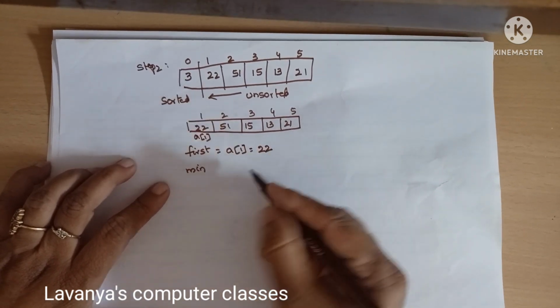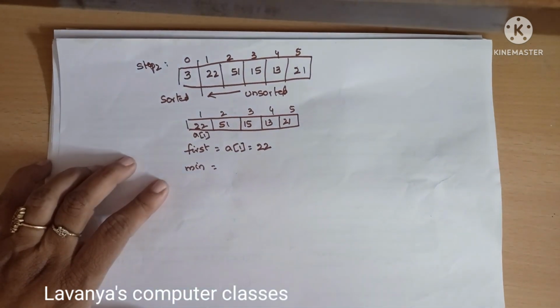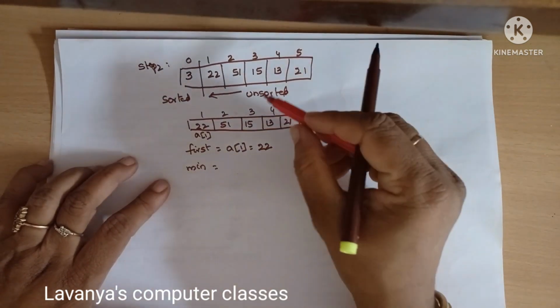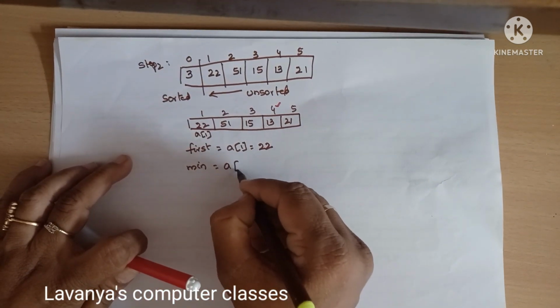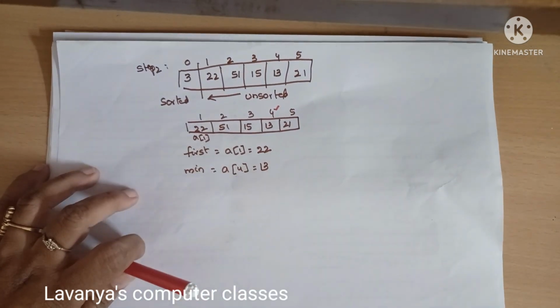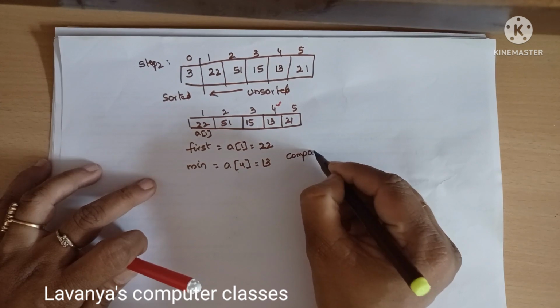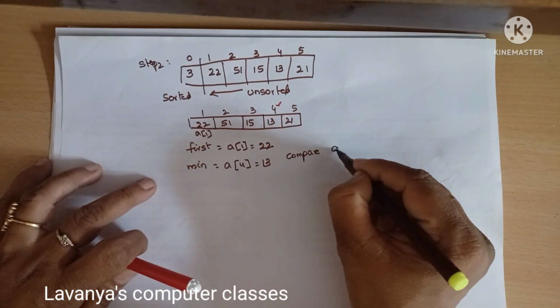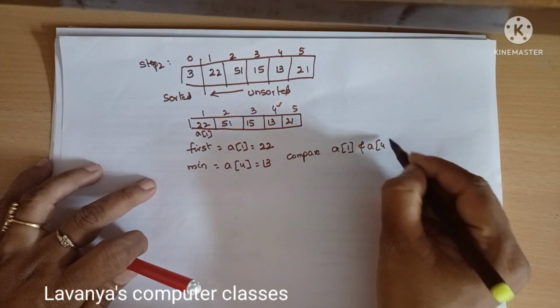That is 22. Which one is the minimum element? Find out which one is the minimum element. That is 13. 13 is available in the fourth place, so A of 4 is 13. Again, what do you have to do? You have to do a comparison. Which elements have to be compared? The first element and the minimum element: A of 1 and A of 4.